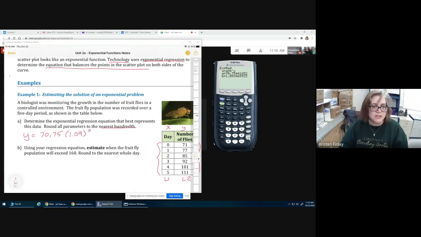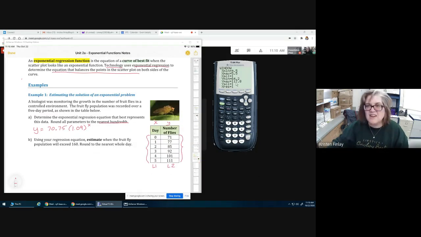Now, using your regression equation, estimate when the fruit fly population will exceed 160. So let's put this into our y values. Vars, 5, arrow, arrow, enter. And we'll graph that. Now we want to know when the fruit fly population will exceed 160. We're still graphing here. If I go to my windows, I need to make sure that my y value is going to encompass 160, because right now it just goes up to 117. So I'm going to have to go down here, and I am going to extend my y max.